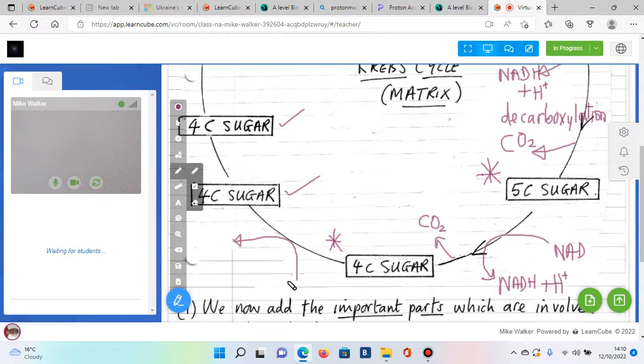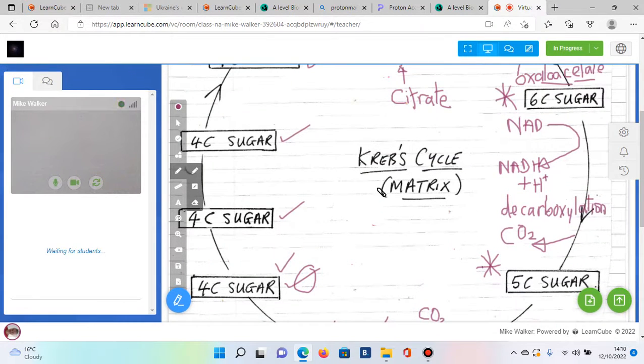We've got a molecule which is very similar to ADP. It's called GDP, and that can pick up a phosphate group from the matrix and turn to GTP. That's an energy rich molecule, very similar to ATP. This happens when that first 4-carbon sugar changes to a different 4-carbon sugar.